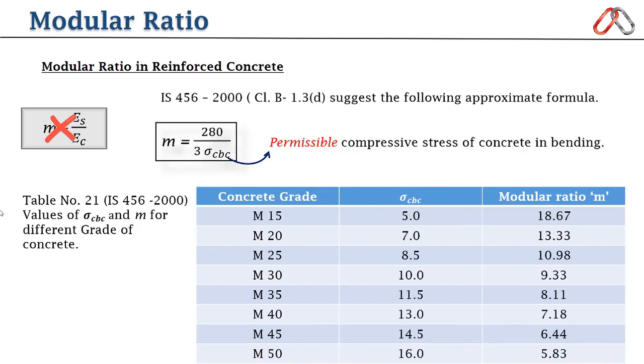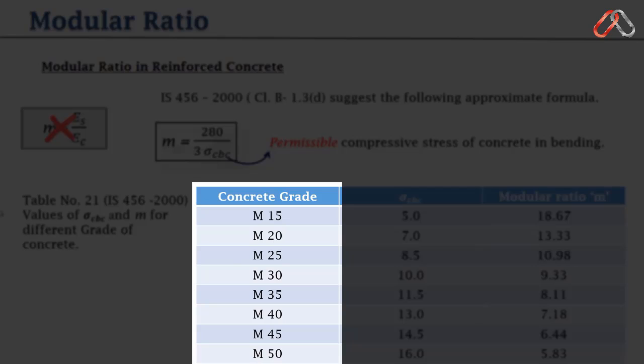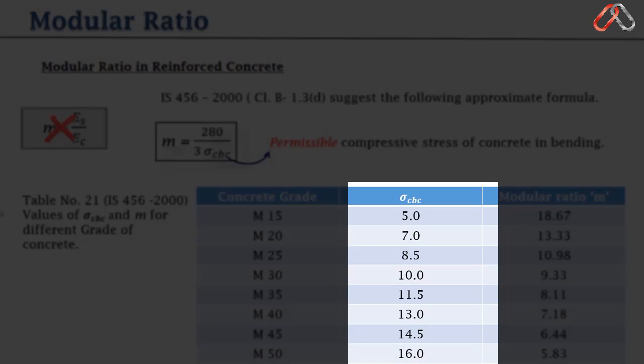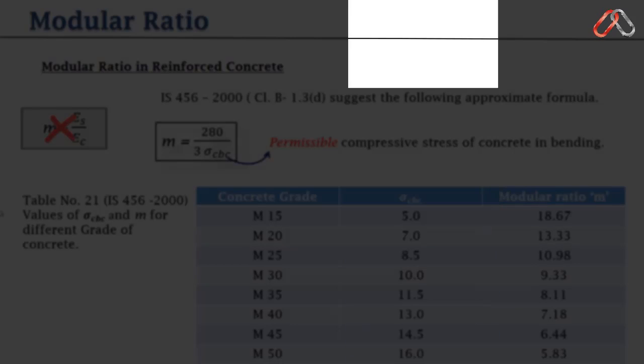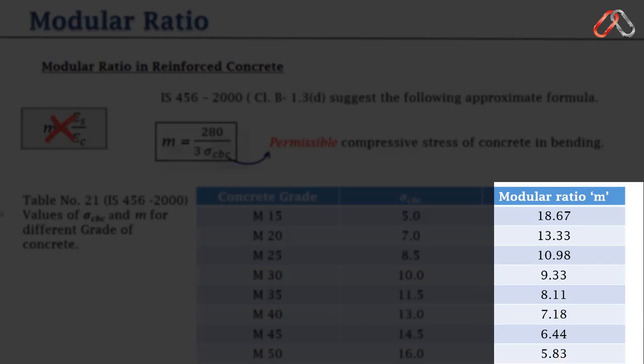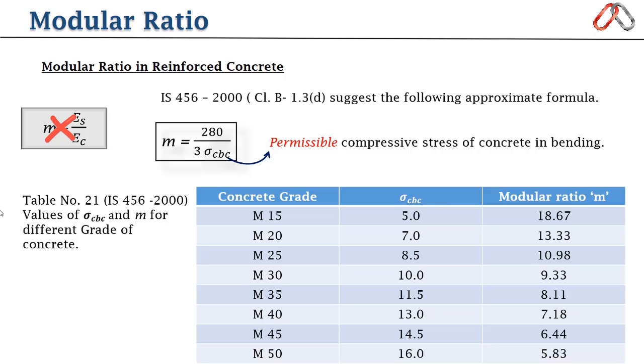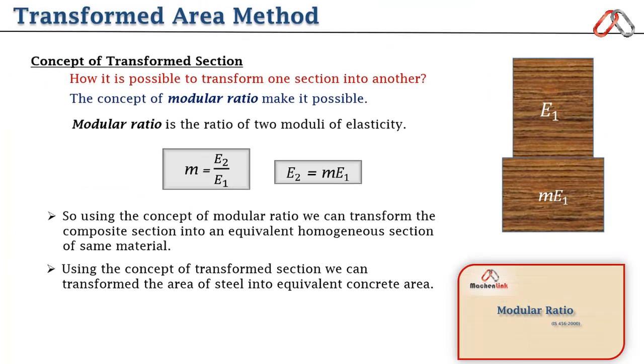In this table, these are all the grades of concrete. This is the corresponding compressive bending stress, and these are all the values of modular ratio found using the formula m equals 280 upon 3 sigma CBC.